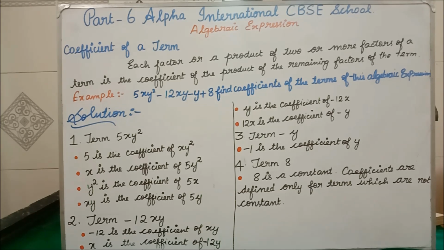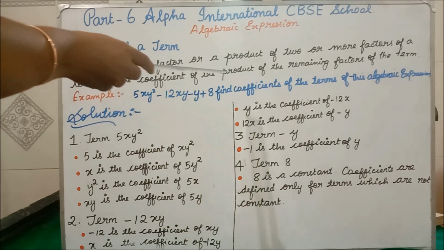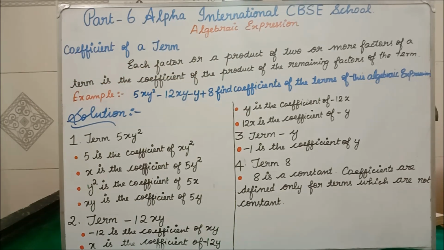Listen, first we are taking the first term. What is the first term? 5xy square. Okay, 5 is the coefficient of xy square. I have written that 5 is the coefficient of xy square. So now you see the definition. What is it saying? Each factor or more factors of a term is the coefficient of the product of the remaining factors of the term.